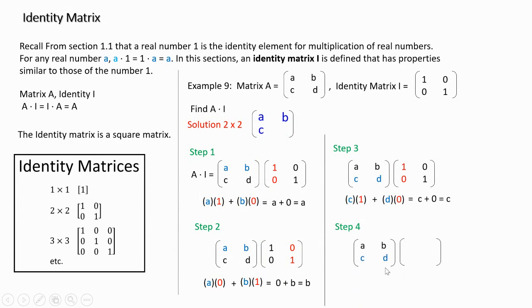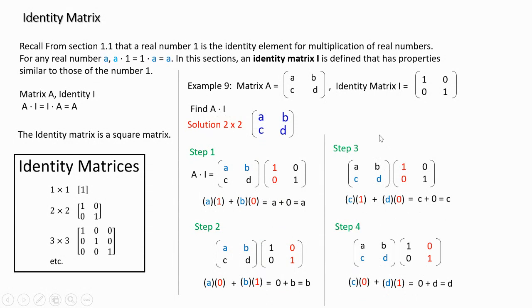Right, so I'm going to multiply the second row times the second column. So C times 0 plus D times 1. The answer will be 0 plus D. The answer is D. You see, guys, we get the same thing. So any matrix times its identity, the answer will be the very same matrix. That's what I'm trying to show here, guys.